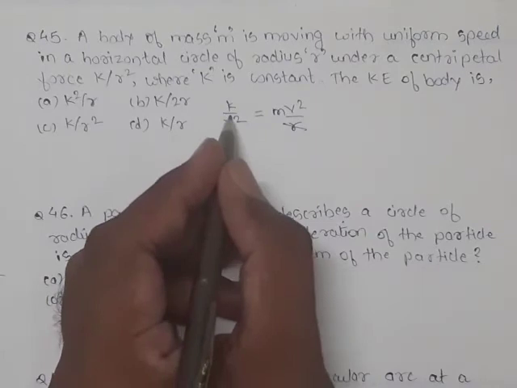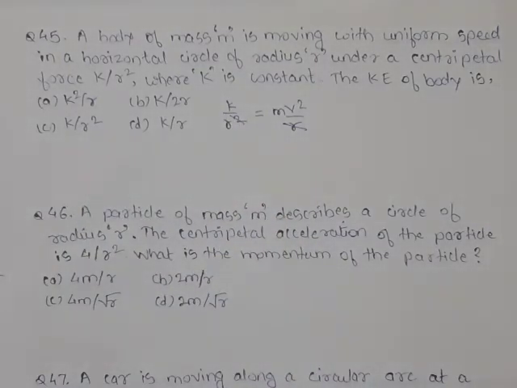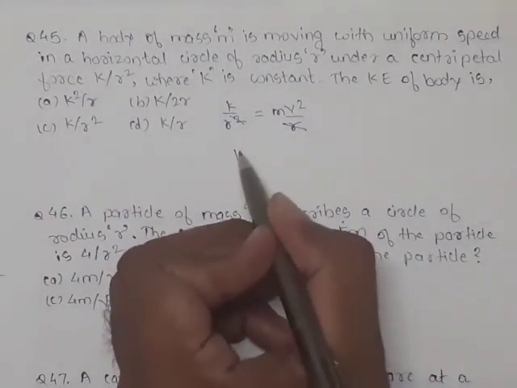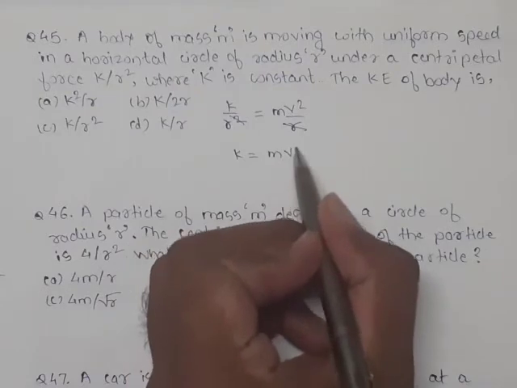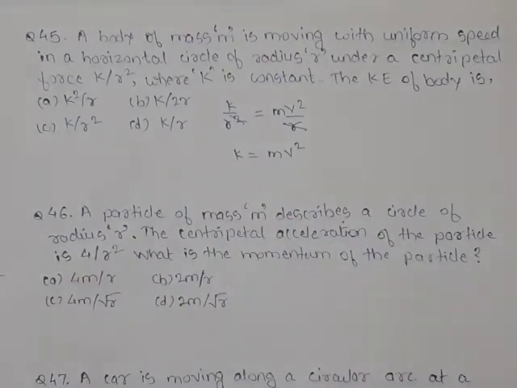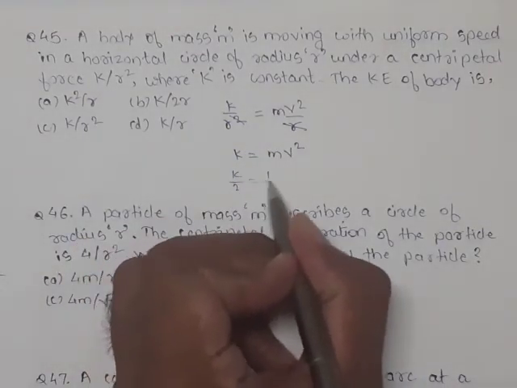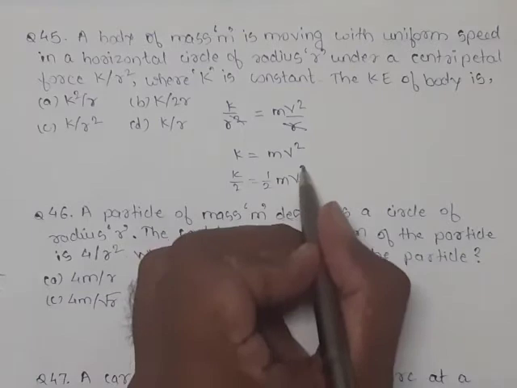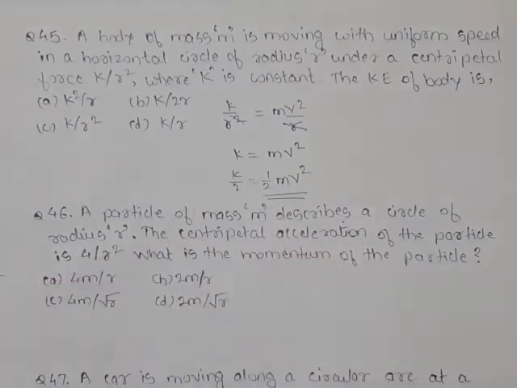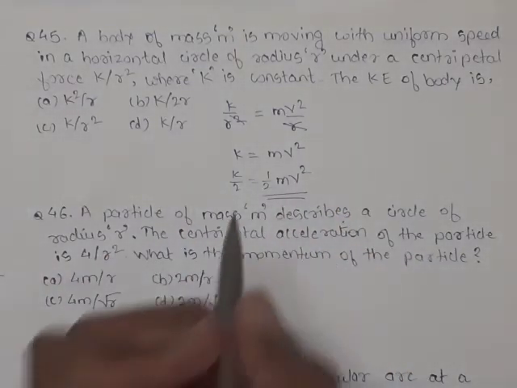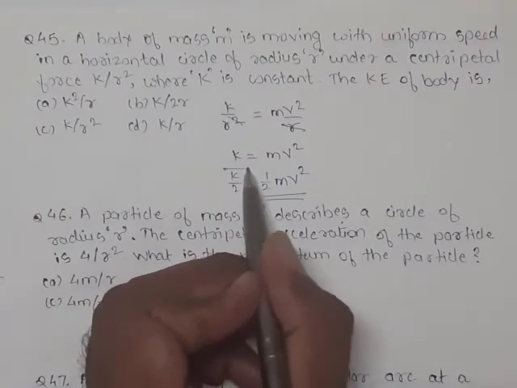This r and this r get cancelled. So now we have k equal to mv square. On both sides, we will multiply by half. So it will be k by 2 equal to 1/2 mv square. If we observe, the right hand side is equal to the kinetic energy of the body, and the left hand side is our solution, k by 2.